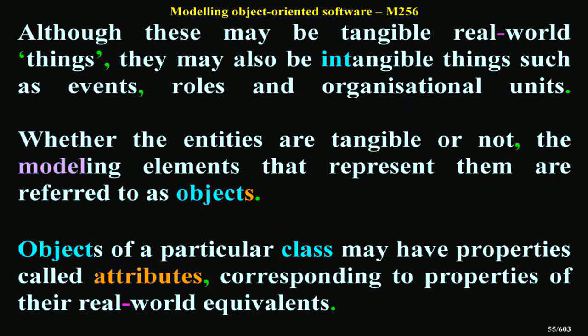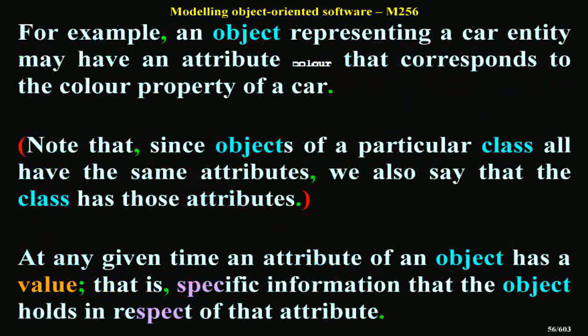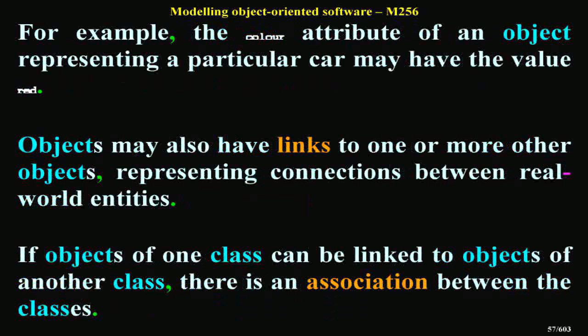Objects of a particular class may have properties called attributes, corresponding to properties of their real-world equivalents. For example, an object representing a car entity may have an attribute that corresponds to the color property of a car. Note that, since objects of a particular class all have the same attributes, we also say that the class has those attributes. At any given time, an attribute of an object has a value. That is, specific information that the object holds in respect of that attribute. For example, the color attribute of an object representing a particular car may have the value red.